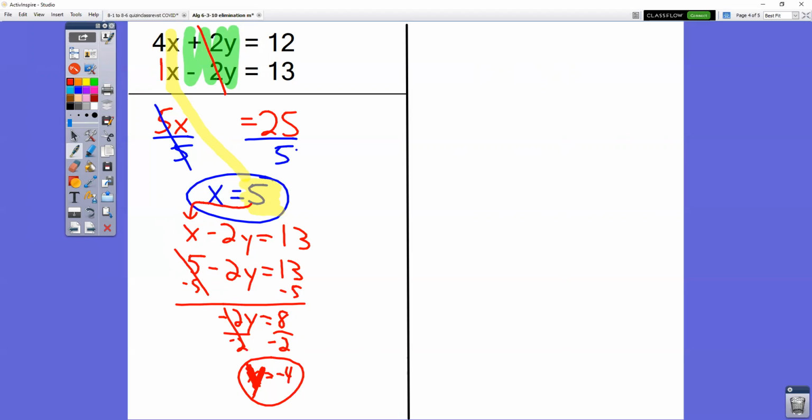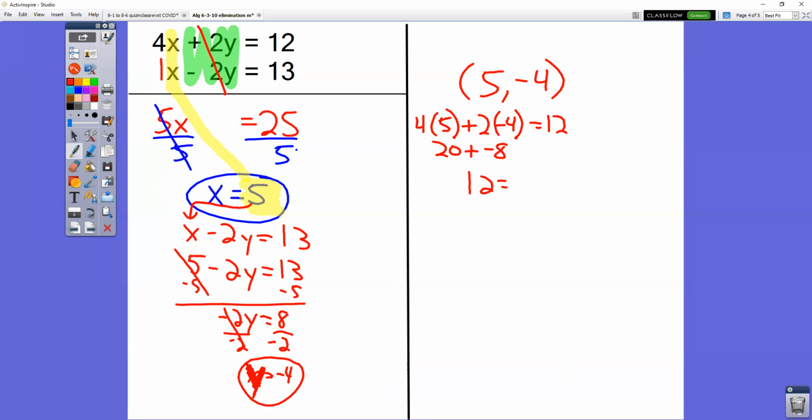So now that we have x equals 5 and y equals negative 4, if you wanted to check your answer, you could. We'd be checking 5 comma negative 4. And we would have to sub it in. So instead of 4 times x, you would have 4 times 5. Instead of 2 times y, we'd have 2 times negative 4 equals 12. 4 times 5 is 20. 2 times negative 4 is negative 8. We're adding these together, so this would be a positive 12. So we have 12 equals 12. That checks.